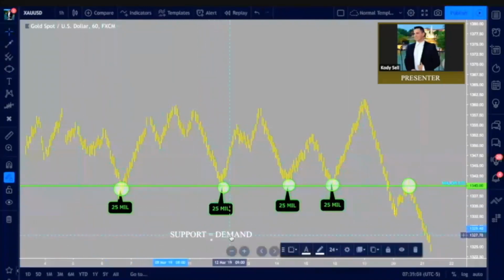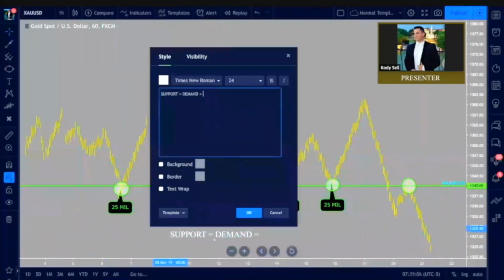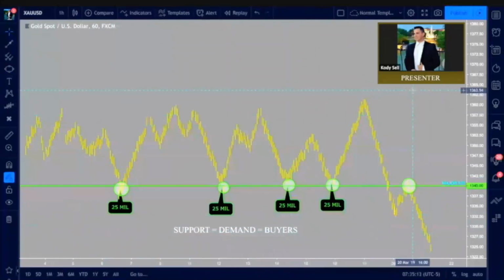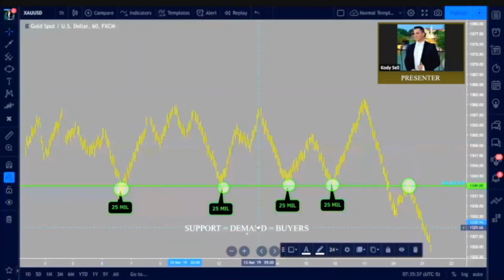Support is equal to demand, which is equal to buyers. So anytime you hear the word support or demand, you need to think buyers. There are buyers in the market. In this case, right here at 1340, we had a buyer in the market that kept pushing price up. Every time price got there, there were buyers ready to push the price up. When you buy, the price increases. Now, that's support. That's demand.